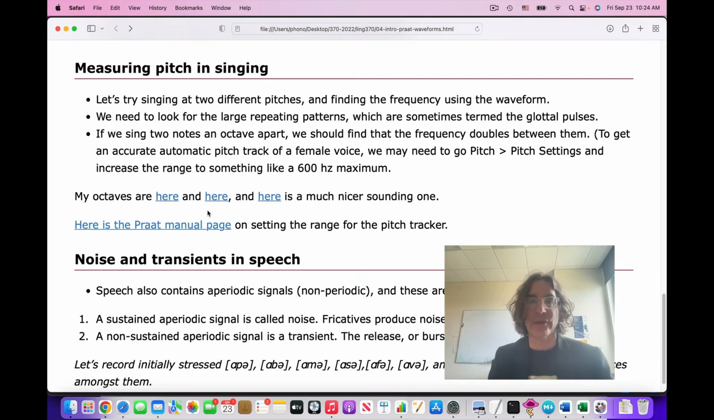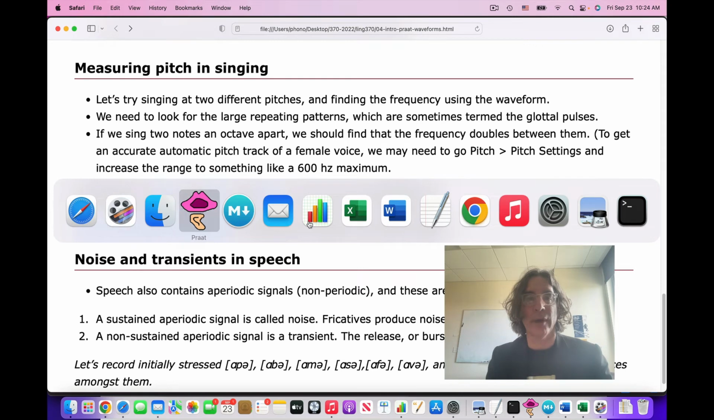We're going to do an exercise where we try singing two notes an octave apart. You can think of the beginning of Somewhere Over the Rainbow. So that's an octave. Try singing an octave. If you're not exactly singing an octave, that's fine. The idea here is more about measuring the pitches. But what we should find, if we have an octave, is that the pitches double between them. And as I mentioned here, to get an accurate pitch track of the female voice, we may need to go to pitch settings, and there's some more information here. I'll talk about that as we go through an example in Praat.